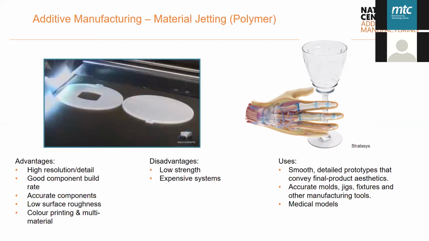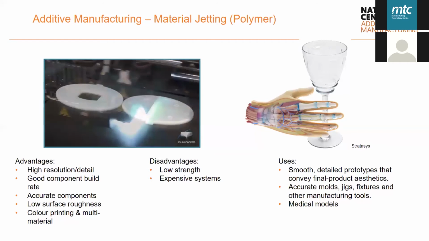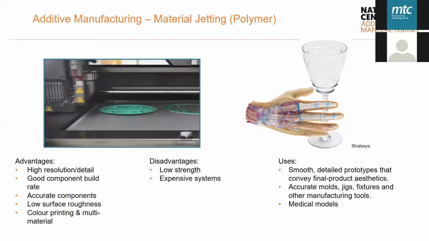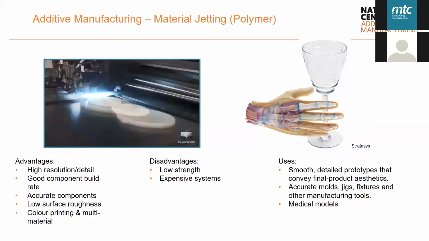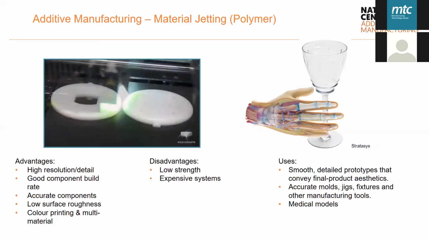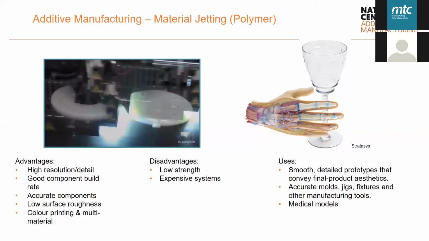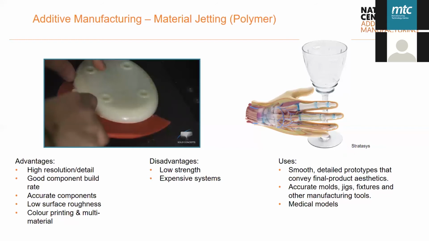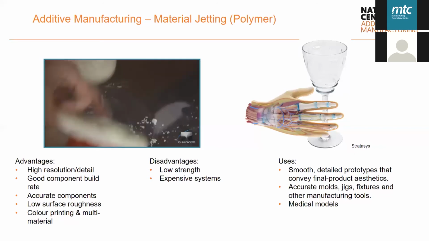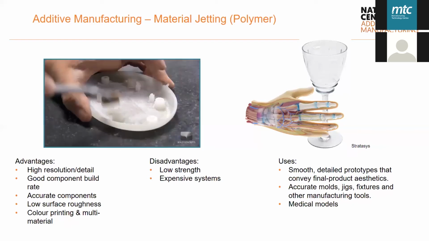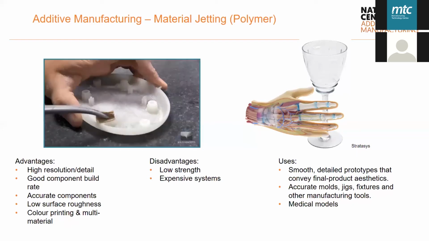You also have good component build rates compared to other polymer systems, and your component accuracy is also quite good. You have low surface roughnesses as built. Again, there's a really minimal amount of surface finishing that you need to do on these components, and also some of the advantages are that you can print in color and use multi-material printing as well, which essentially just extends or furthers the applications for this technology.